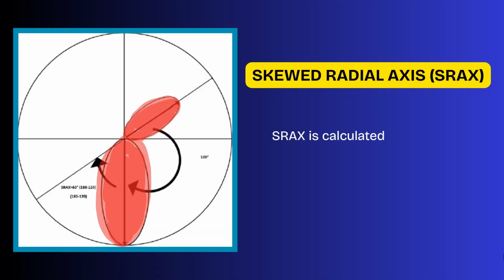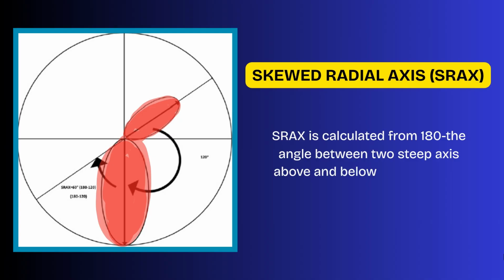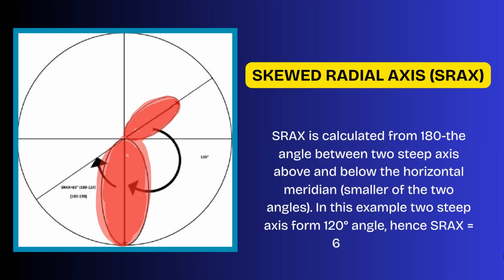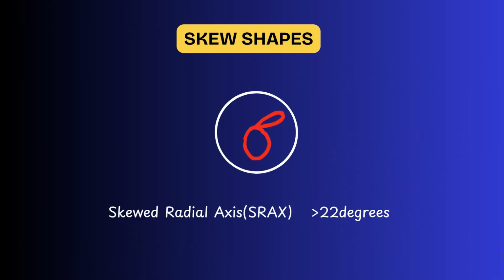And then there is skewed radial axis. Skewed radial axis, abbreviated as SRAX, is calculated from 180 degrees minus the angle between two steep axes, one above and one below the horizontal meridian. In this example, as you can see, the two steep axes form a 120 degree angle, and therefore the skewed radial axis is 180 degrees minus 120, that is 60 degrees. A skewed radial axis of more than 22 degrees is highly suspicious of keratoconus or other corneal ectasias.